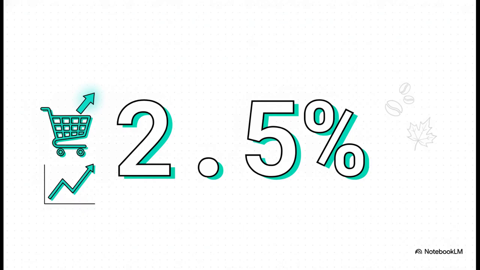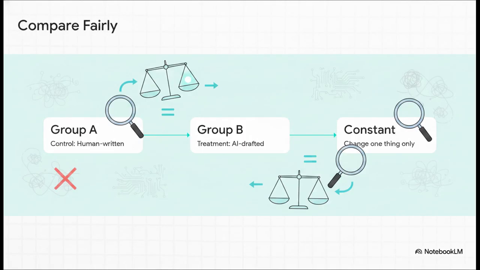They pull an illustrative baseline of 2.5%. That right there is the exact number the AI needs to beat, or at the very least, match, while ideally dropping the overall production time. Which brings us to step 3, building that fair comparison.